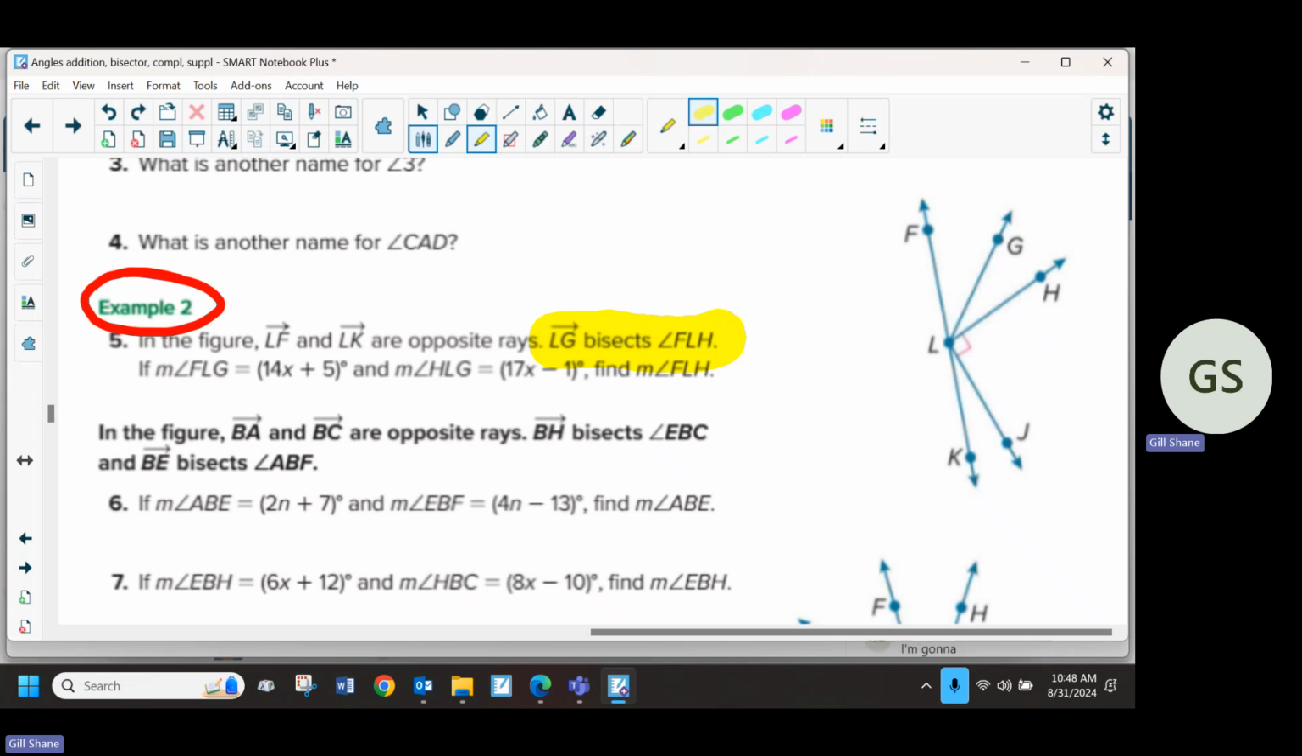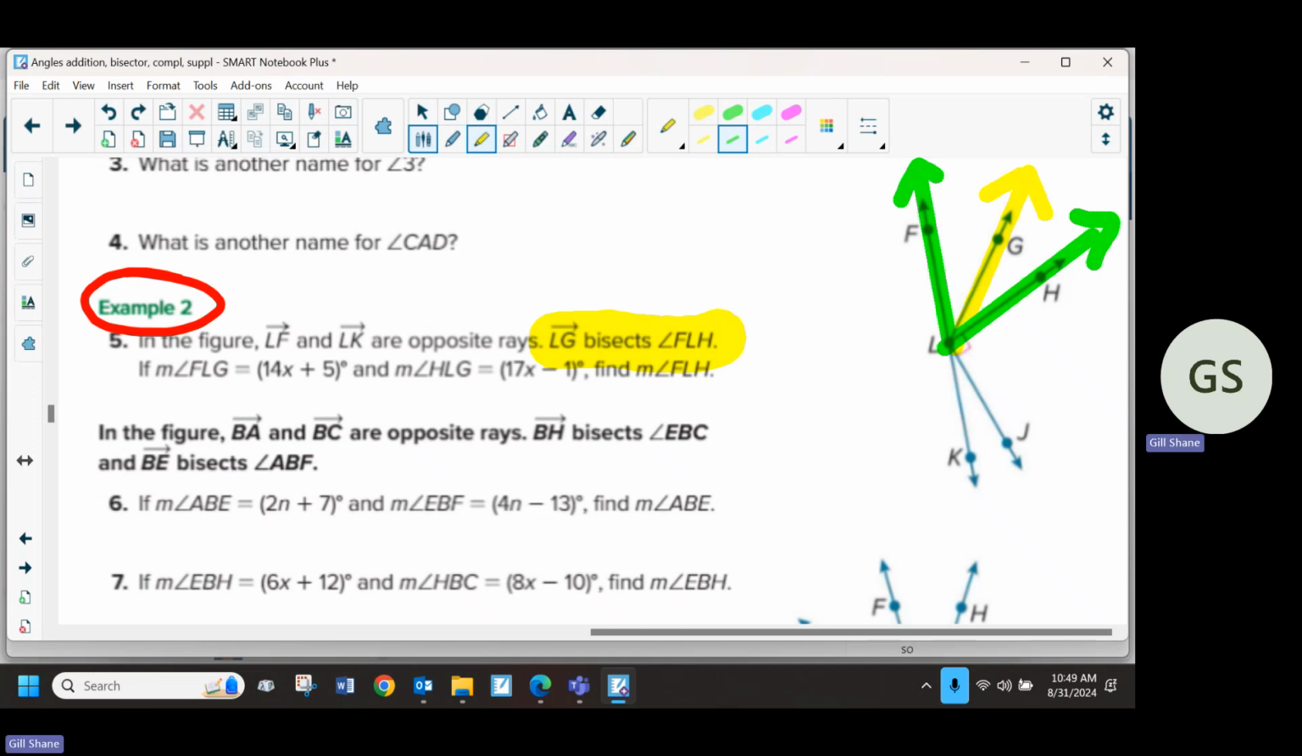I'm going to treat this kind of like I had colored pencils for you. They mention LG, so I'm going to highlight LG, and I can even put the arrows if I want. They're telling me that it bisects. Again, I need to know that bisects means split. So that ray is splitting something in half, and they're telling me it is splitting angle FLH in half. So I'm going to highlight that: F to L, L to H. All of this is just given information. This is what they told me in the problem. That's the only way I would know it.